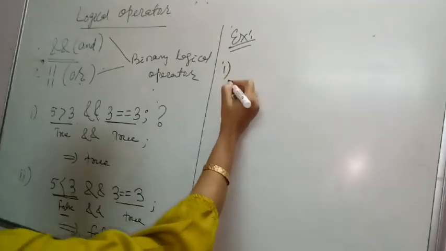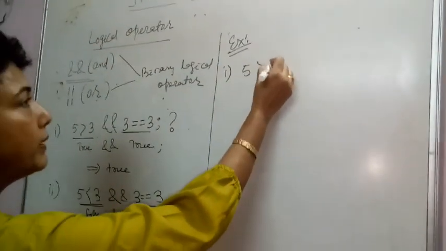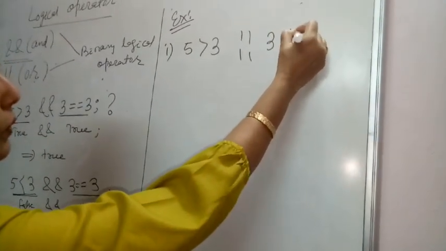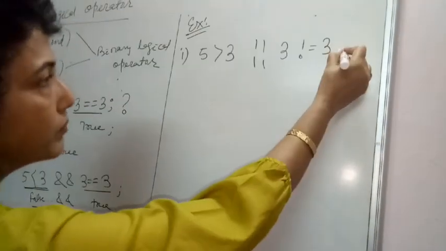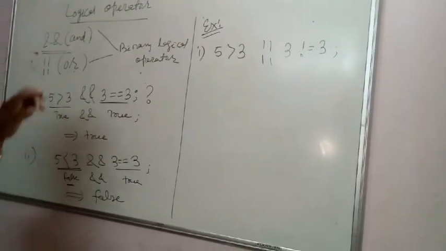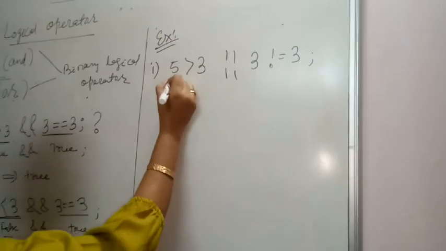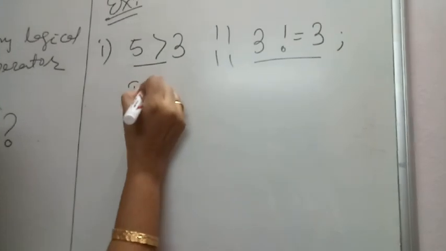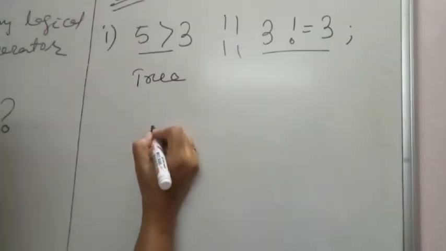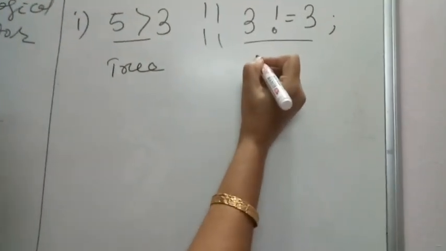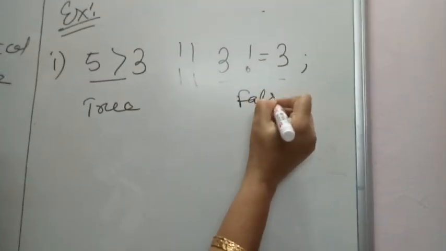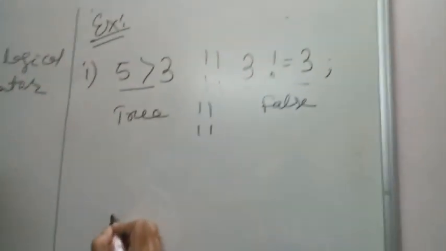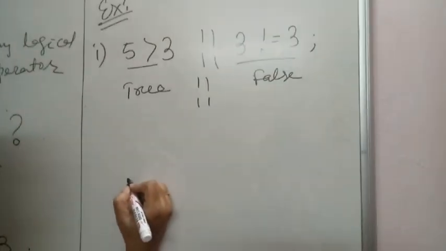Taking the same example, 5 greater than 3 or 3 not equal to 3. To find the answer for this expression, I have to solve these two relational expressions first. 5 greater than 3, true. 3 not equal to 3, false. Then you apply the OR operator. What will be the answer?